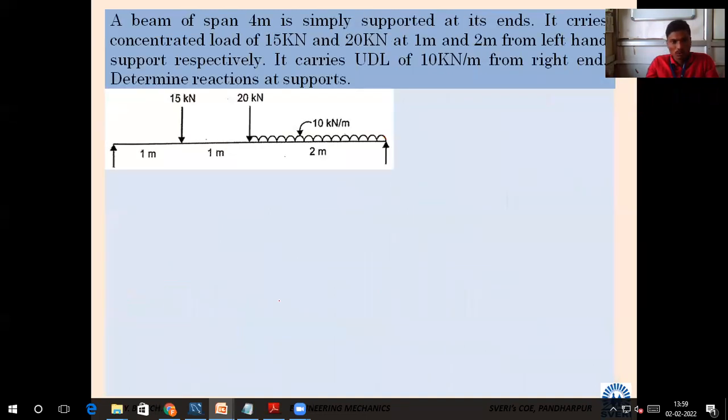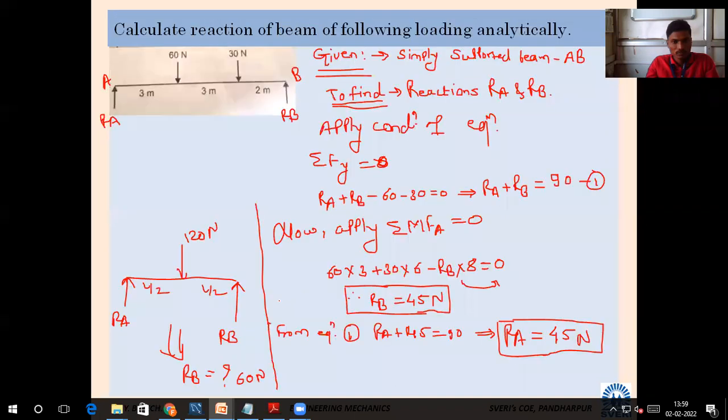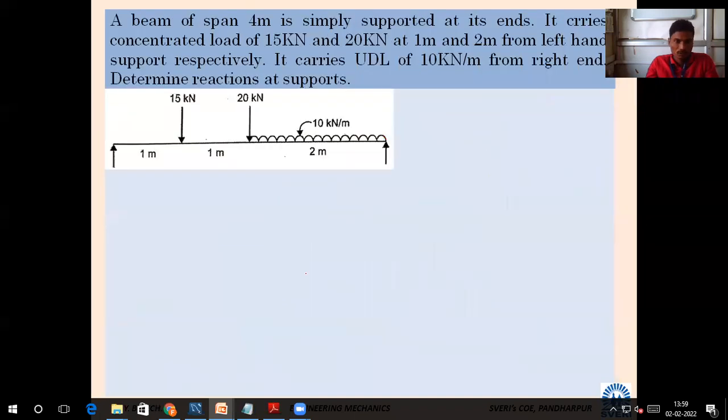Shall I give one problem for homework? Yes, sir. Okay. This second beam, you can read the problem statement. What is given is a beam of total length 400. Here point A is there, point B is there.